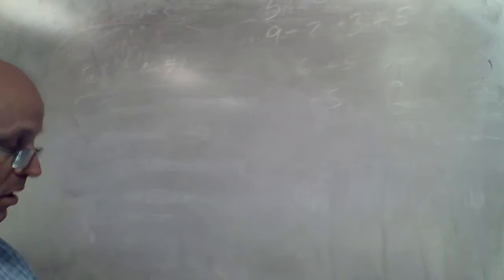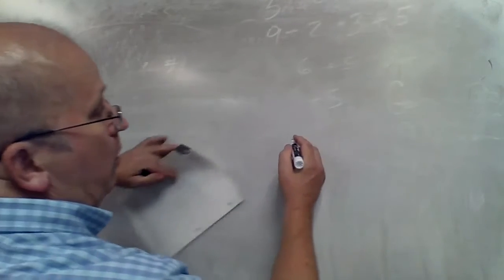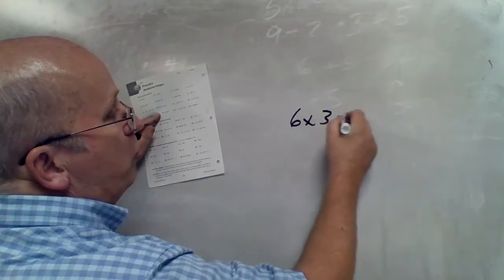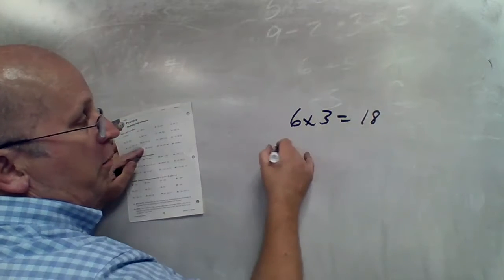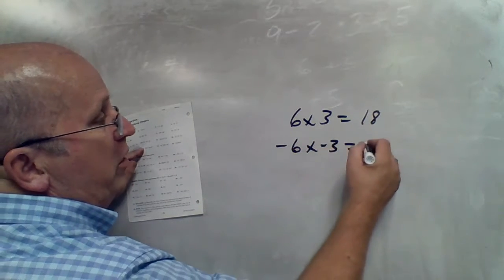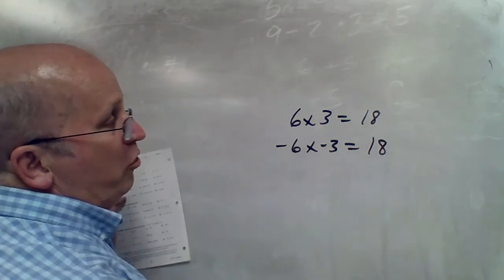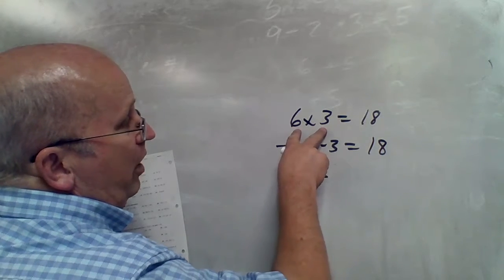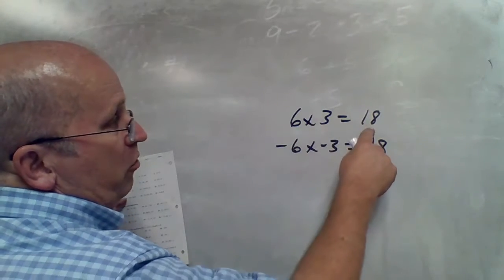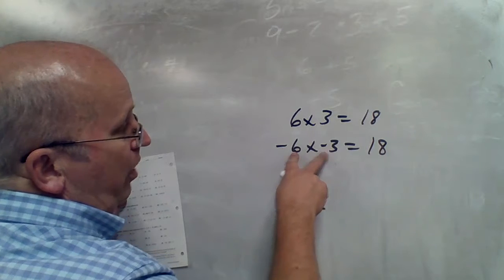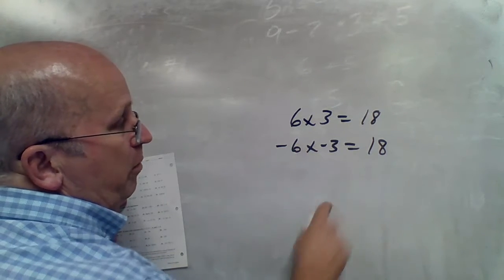Now, let me show you some examples of that on the board here. Remember, we're only multiplying right now. 6 times 3 is obviously 18. But so too is negative 3 times negative 6. That's also 18. If the signs are the same, positive and positive, the answer is a positive. If the signs are the same, negative and negative, the answer is a positive.